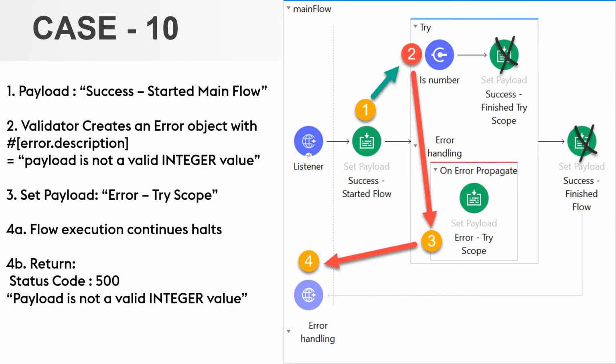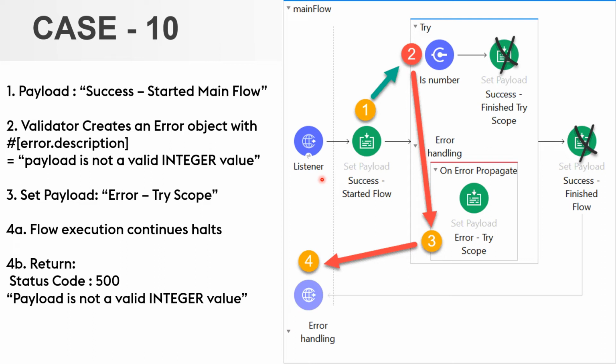Now again, a little variation in the earlier case. Here also we have try block, but here in try block we have on error propagate. What does this mean? If is number error object generator generates error description payload is not a valid integer value, this is on error propagate. So read in, read out. You do not want to let flow move ahead. You want to halt the process.